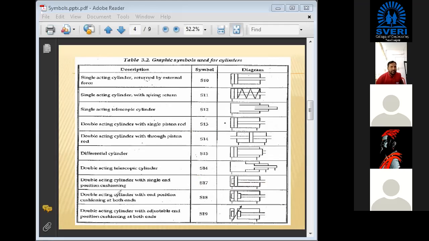Yes, sir. Then double acting cylinder with end positioning, cushioning at both the ends.